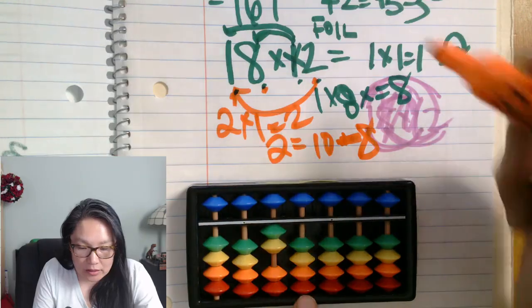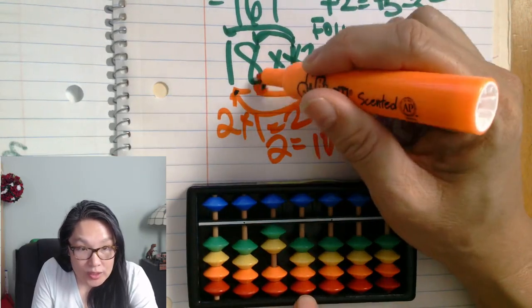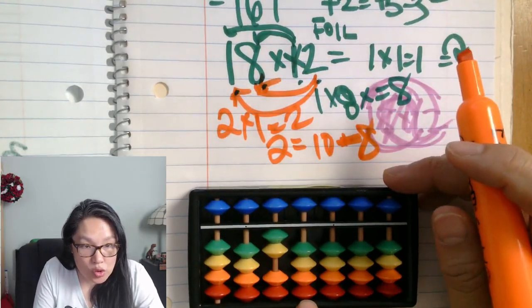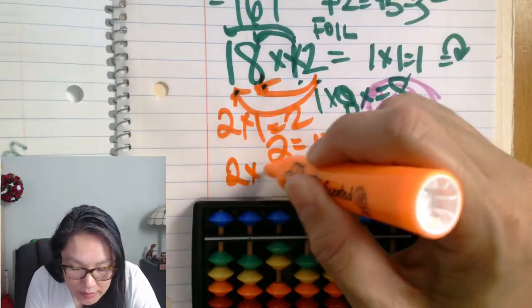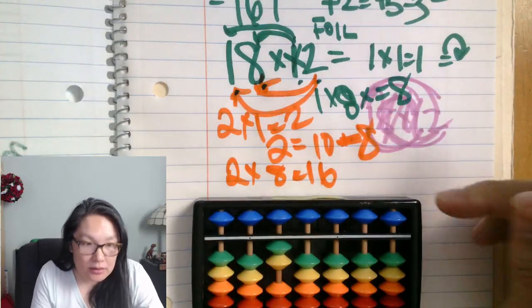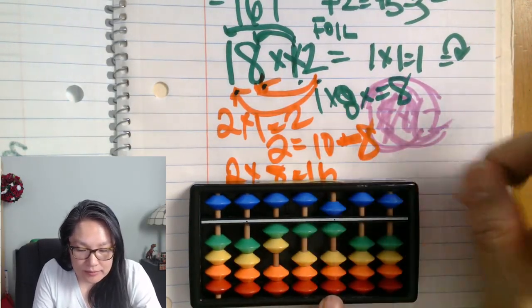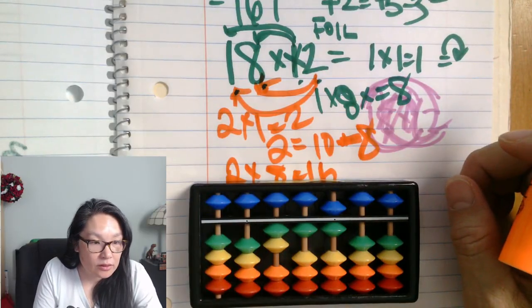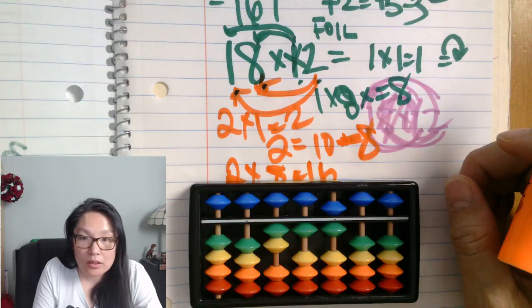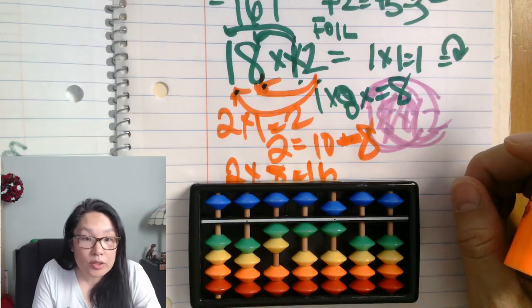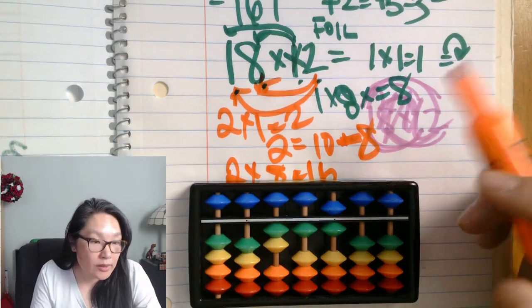So we're here. Now it's 2 times 8. 2 times 8 is 16. 16 plus 1 plus 6. And that's my answer. What's my answer?